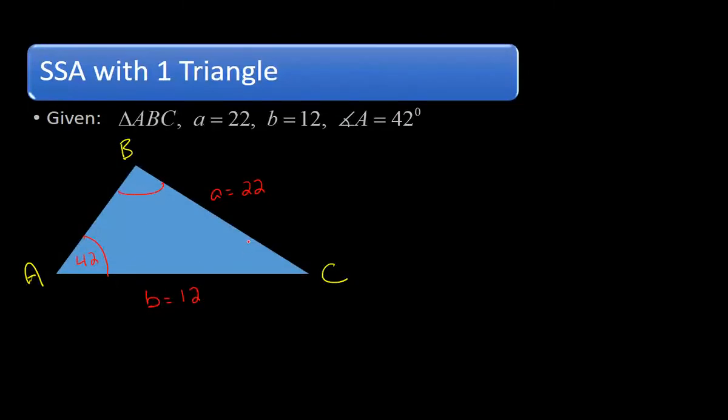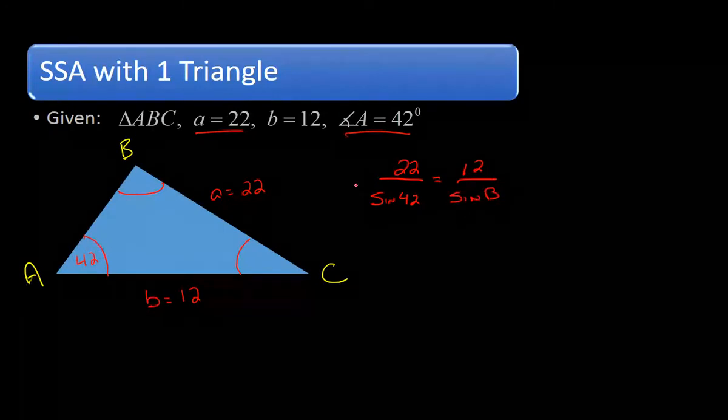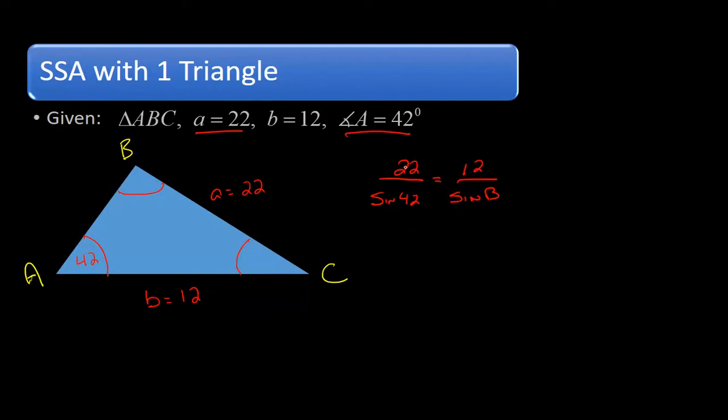I don't know angle B and I don't know angle C, but I am given a pair. I have both A's to start. So I'm going to start off with a over sine A, so 22 over the sine of 42 equaling, the only other piece of information I have is b, so I'm going to use b over sine B. Now I'm still going to cross multiply and divide. So when I do that, I'm going to cross multiply starting this way. So I got 22 sine B equaling 12 sine 42. I'm going to divide by 22. And now I'm going to have sine B equaling 12 sine 42 divided by 22.